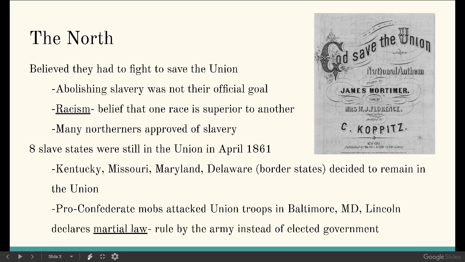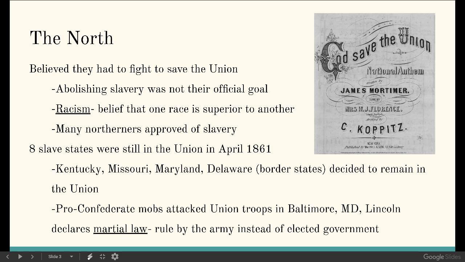But there are a lot of racists in the North. Racism is, of course, the belief that one race is superior to another. And many Northerners approved of slavery. So ending slavery is not the major goal at the beginning of the war, but it will become so for the North later on.